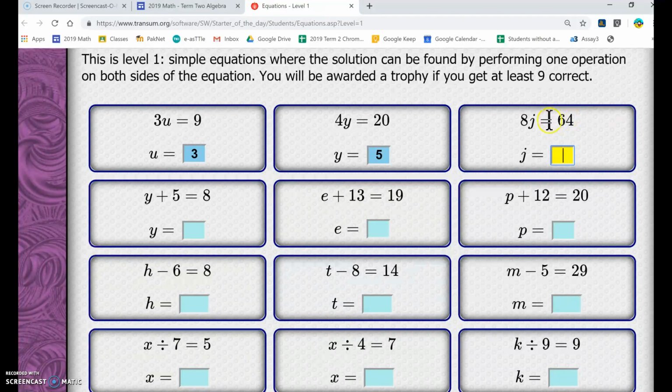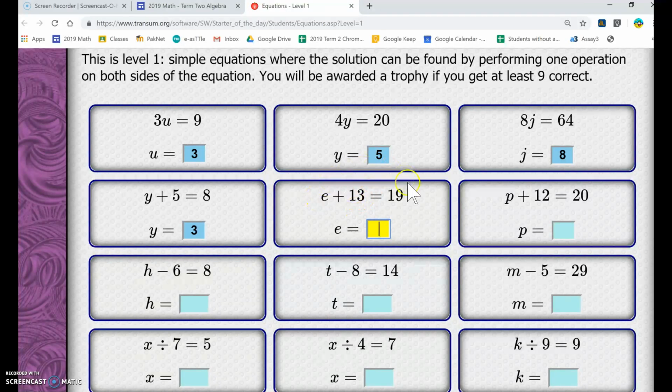Another way of looking at it is if I divide both sides by 8, I'll get j. So 64 divided by 8 is 8. 8 eights are 64. What plus 5 is 8? If I take 5 off both sides, 8 minus 5 is 3. 3 plus 5 is 8.